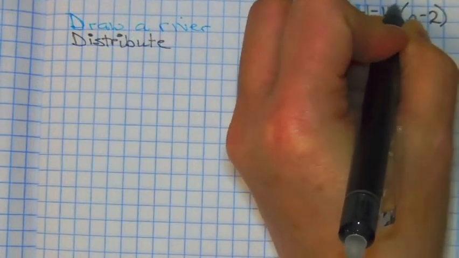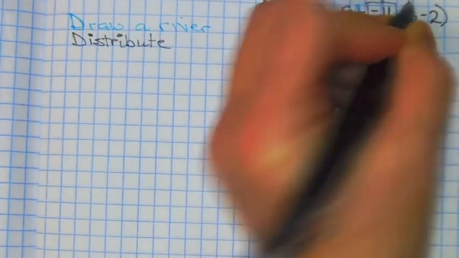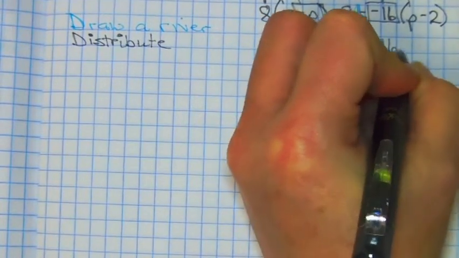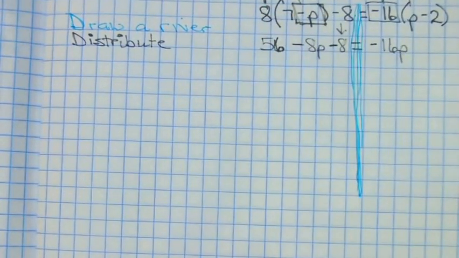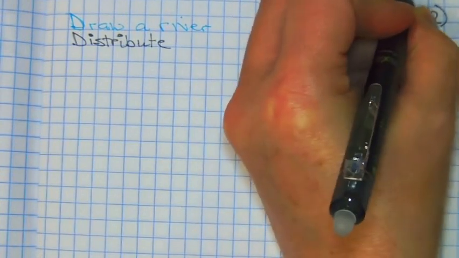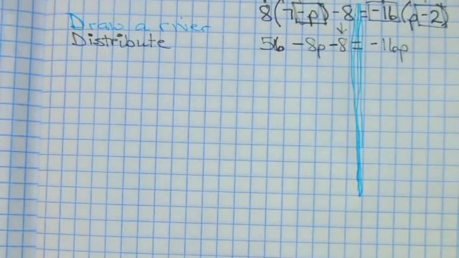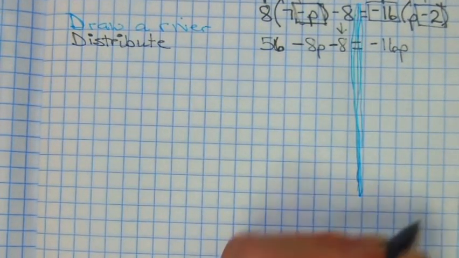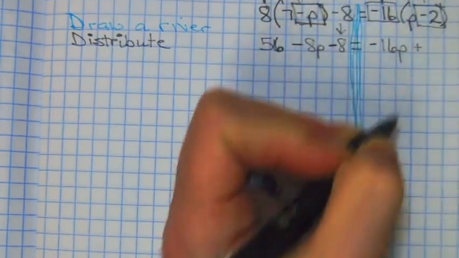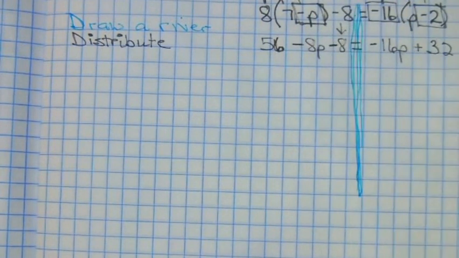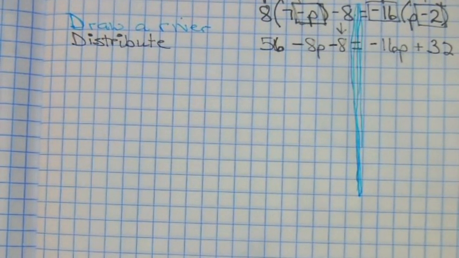Now we have negative 16 times p. So negative 16p. And then negative 16 times negative 2. Negative times negative is positive. 16 times 2 is 32. Beautiful. So there's your first little step there.